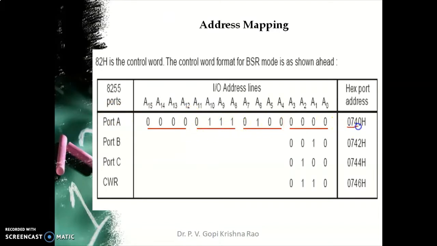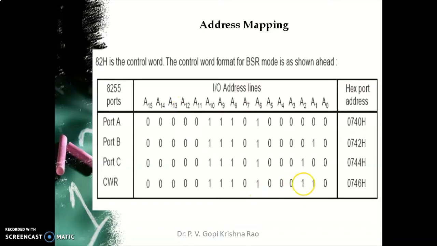So this is what is given. Port A address should be equal to 0740. So similarly, all other places are filled up, forming a complete address of 0740, 0742 for port B, 0744 for port C, and 0746. This is called address mapping.